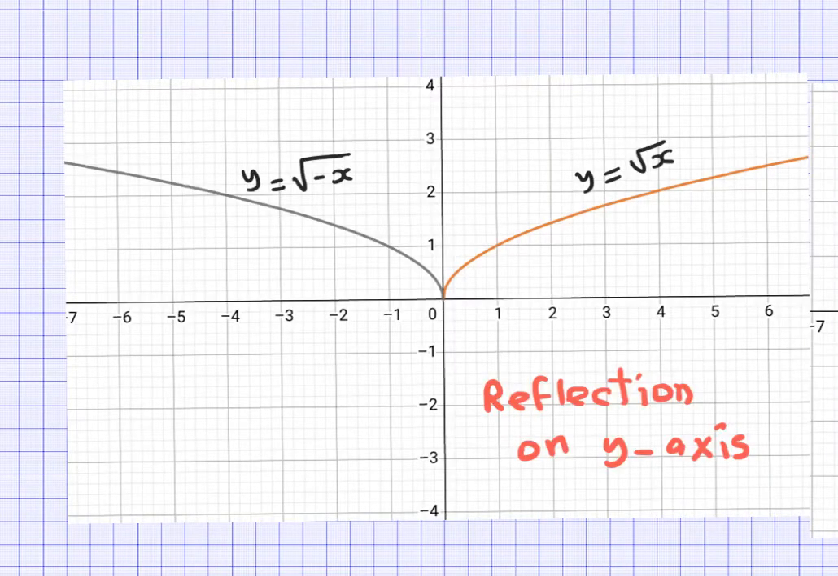The second type, reflection on the y-axis, is when each x is represented by negative x. This is f(negative x), not negative f(x). If we need to find f(negative x), this will be reflection on the y-axis, the mirror line. This is the function y equals root x, and this is the function y equals square root of negative x. Reflection, mirror on the y-axis.